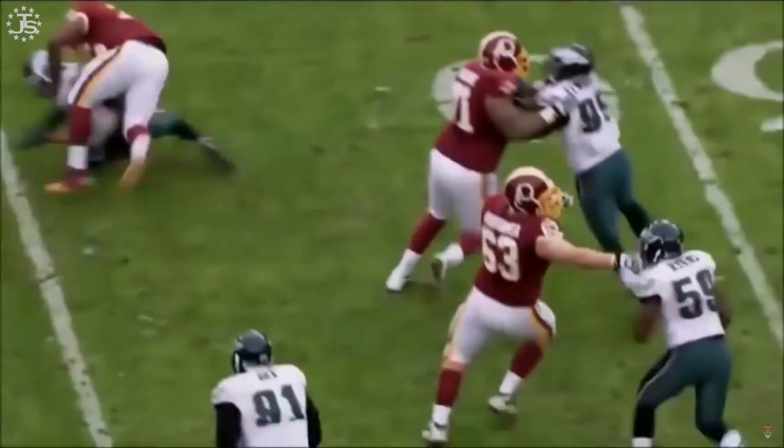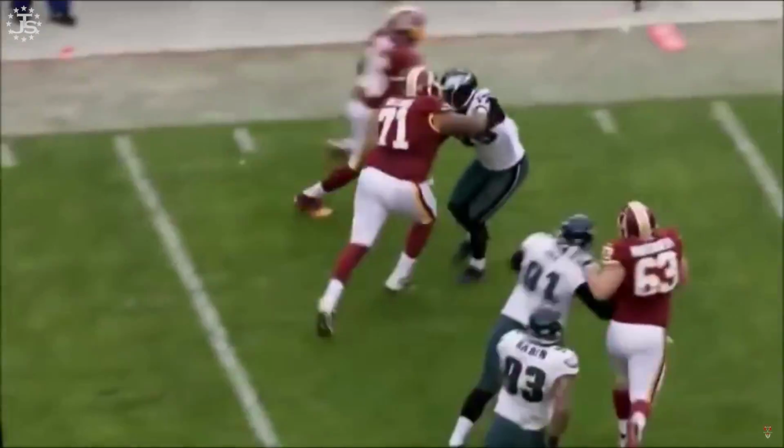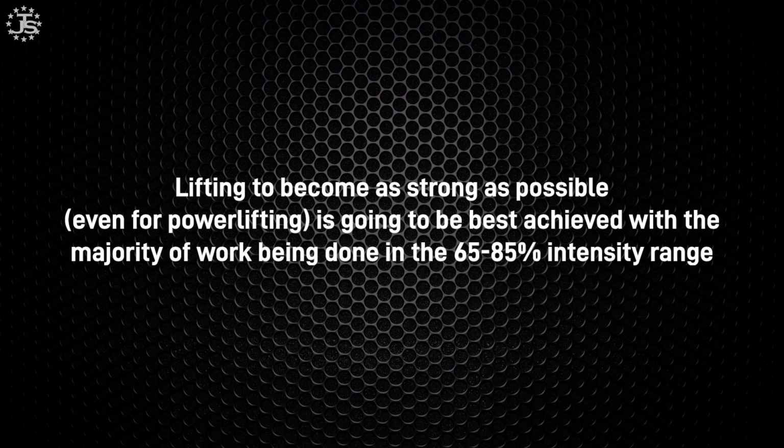But what is the best way to achieve that? And I've got tons of videos about this on the Juggernaut Training Systems channel, and I believe that that's going to be best achieved with the majority of work being done in about that 65 to 85% intensity range. So it's sub-maximal, and lifting weights at 65 to 85% is going to fill that cup up less, that cup that is the nervous system, than lifting maximal weights.